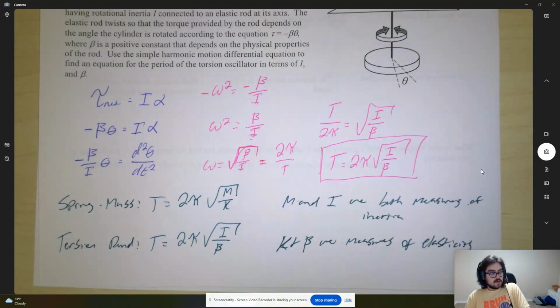Okay, that is the torsion pendulum. That's the last of the simple harmonic motion material, because now we move on to gravitation.